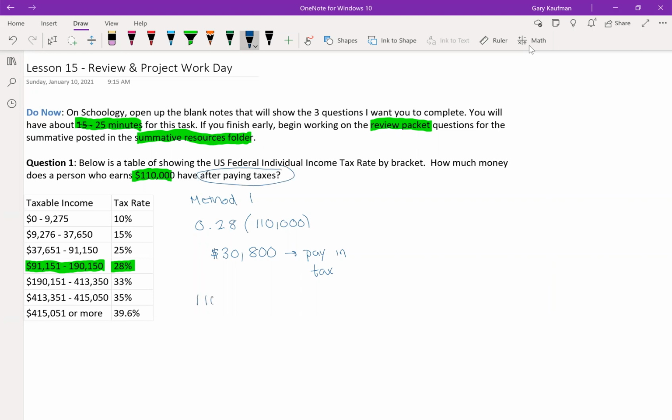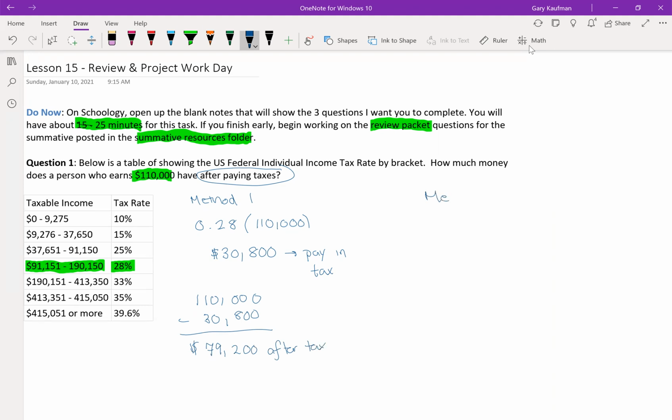Now, the question, though, was how much do they have after paying taxes? So what I now need to do is I need to do 110,000 minus the 30,800 that they paid in tax. And when I do that, I find that they end up having $79,200 after tax. So that's the answer to question one.